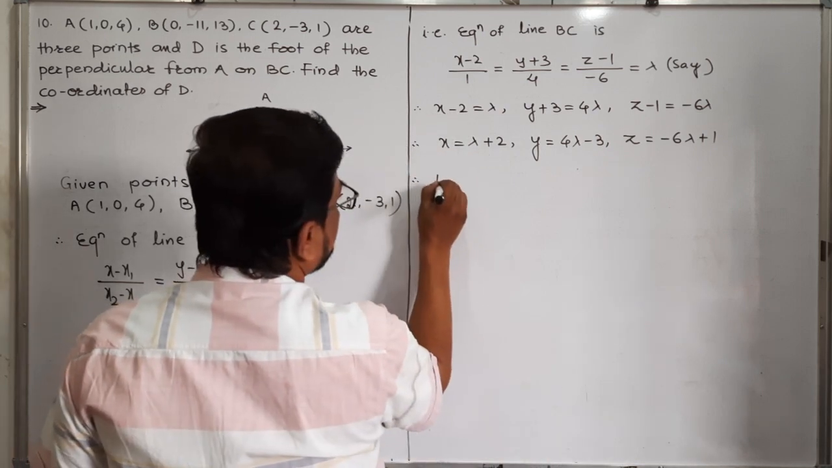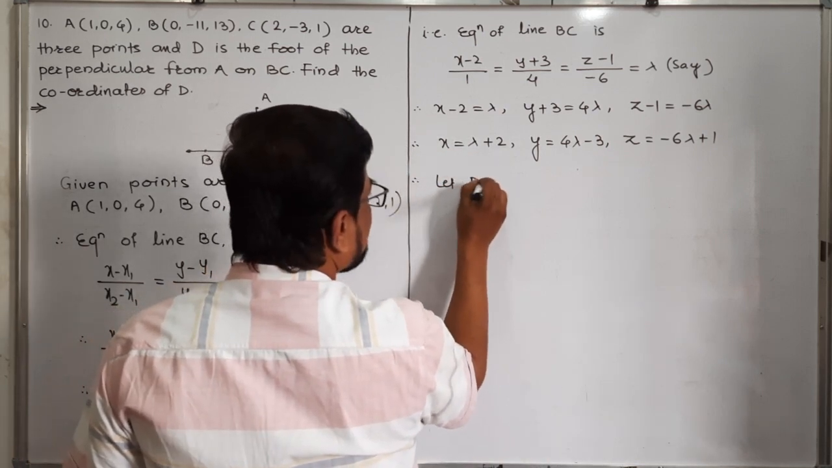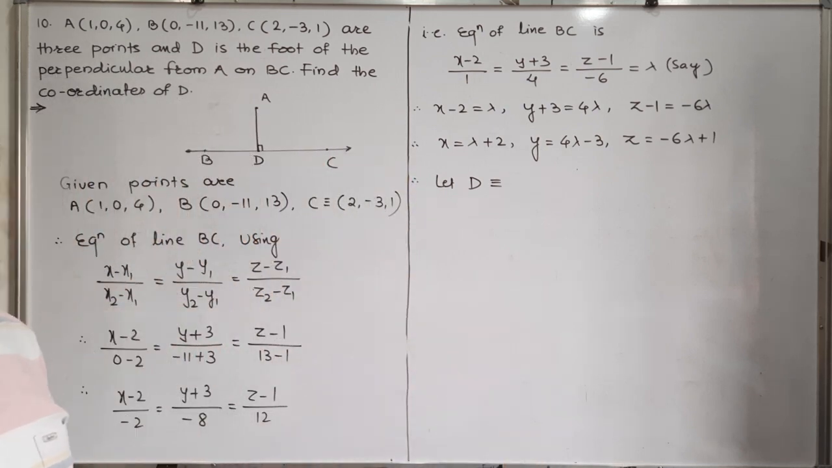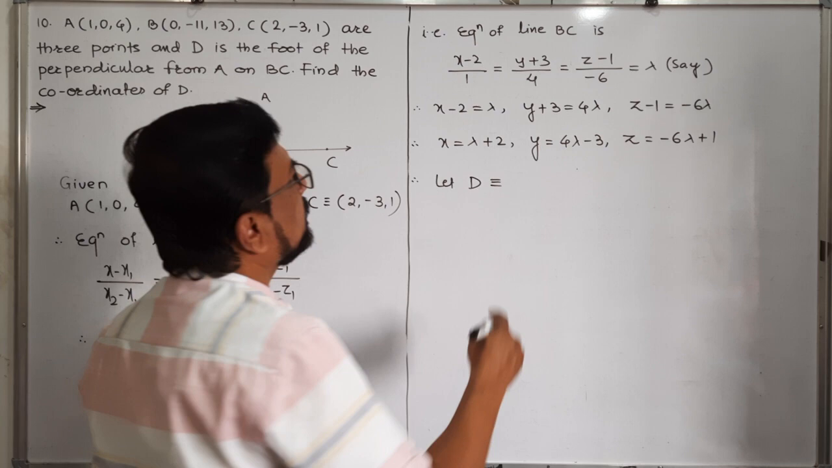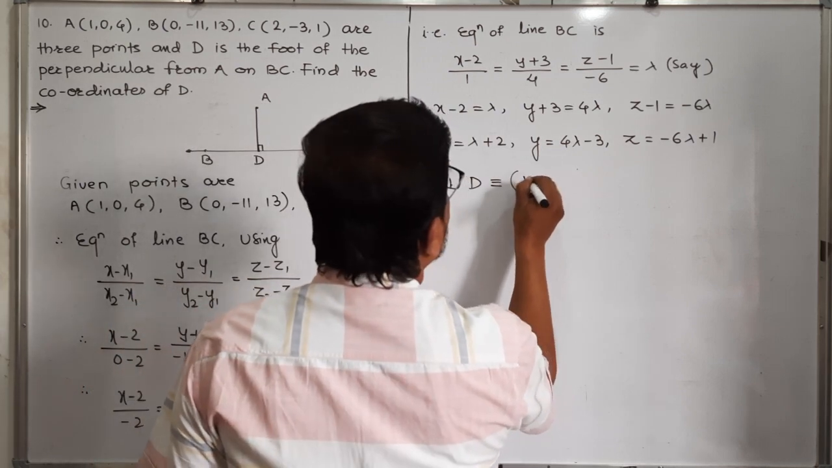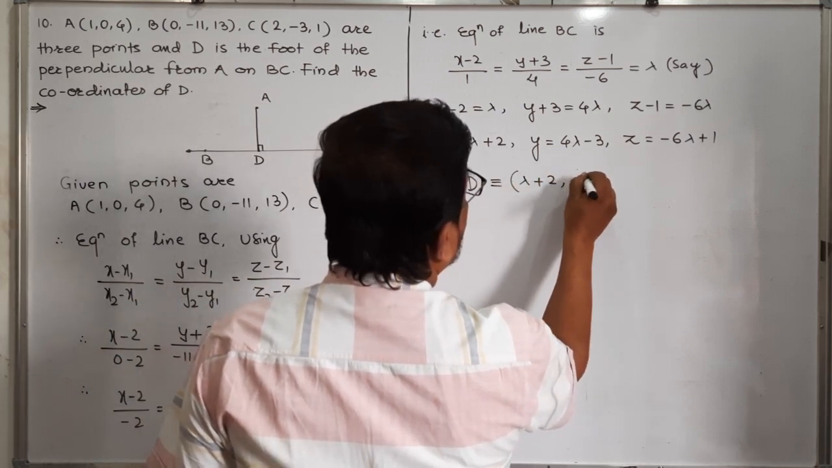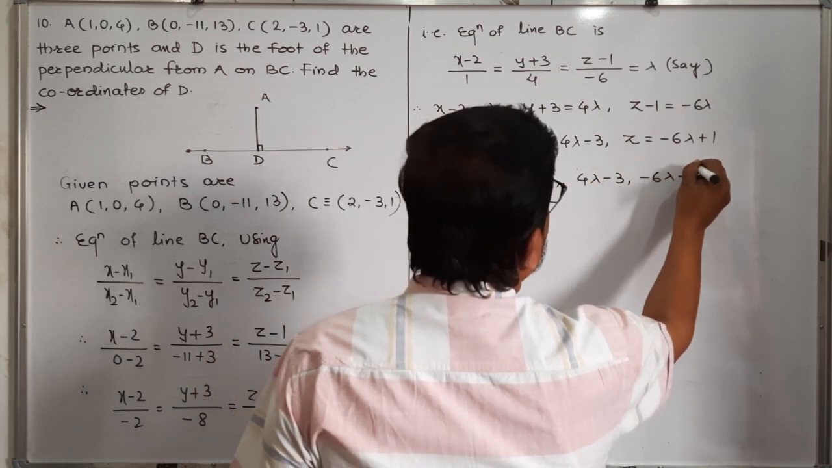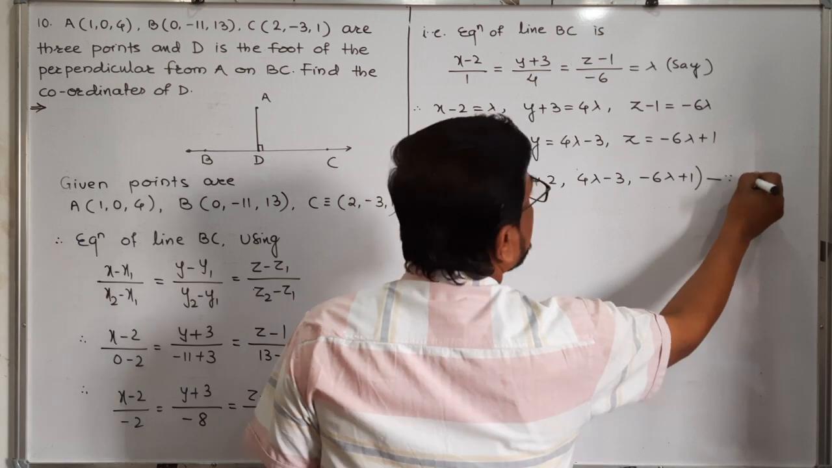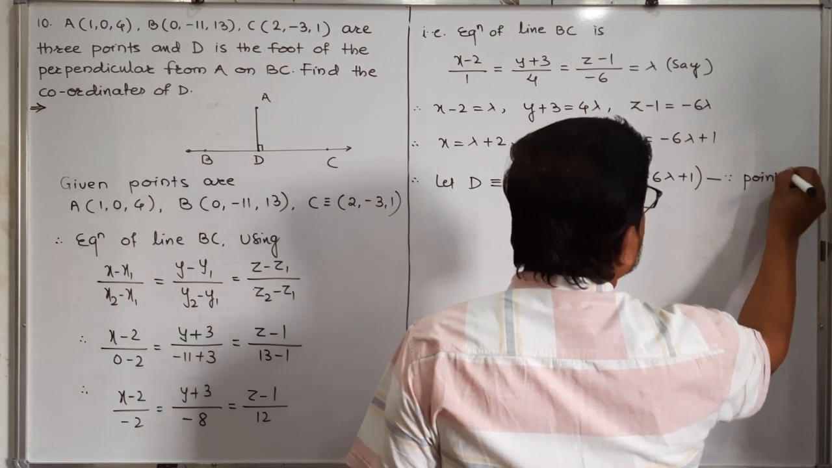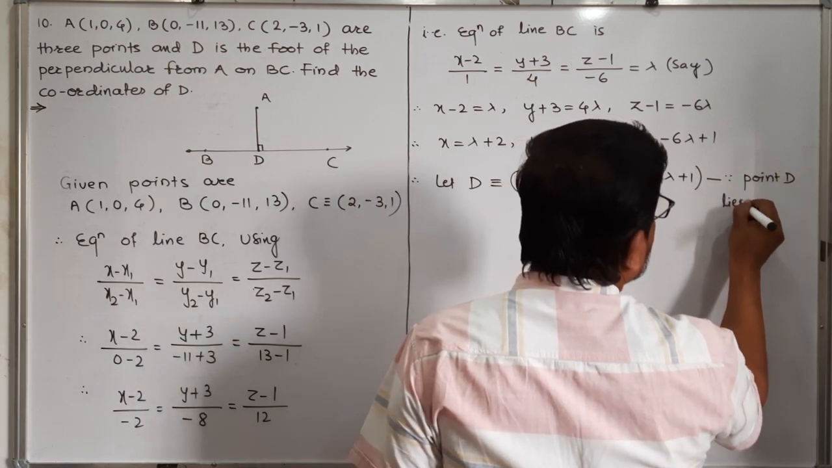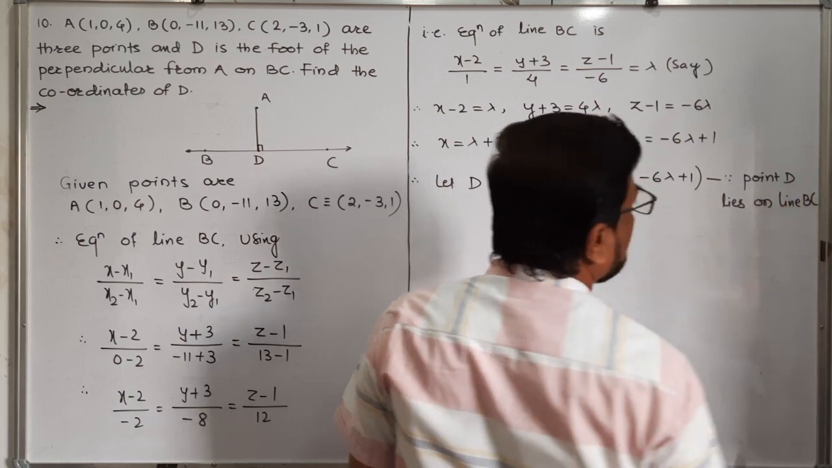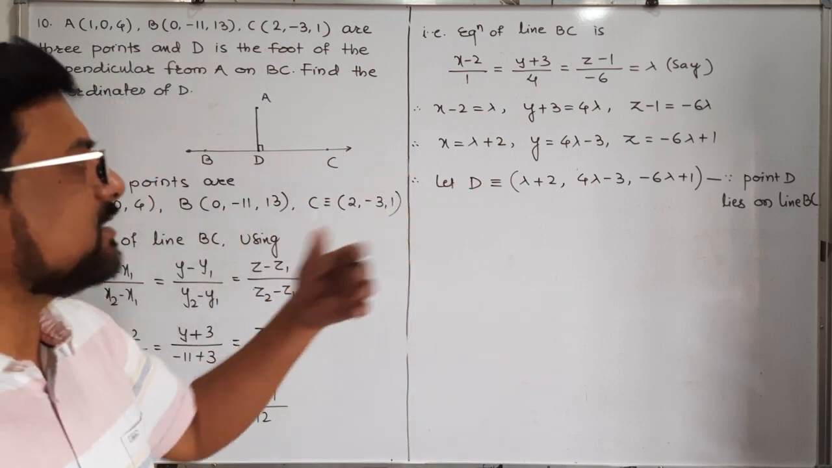Therefore, let D have coordinates, because point D lies on BC. Where is point D? It lies on BC. Therefore, D has coordinates lambda plus 2, comma 4 lambda minus 3, comma minus 6 lambda plus 1. We can write since point D lies on line BC.